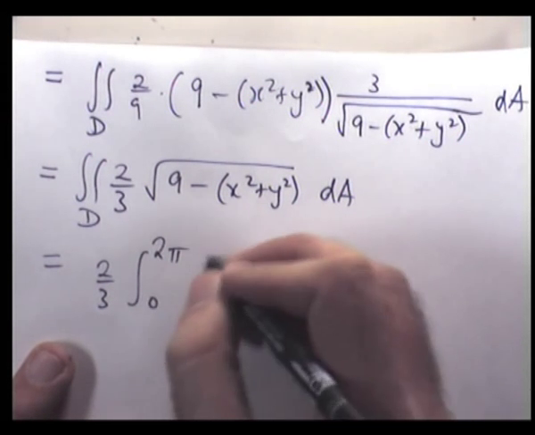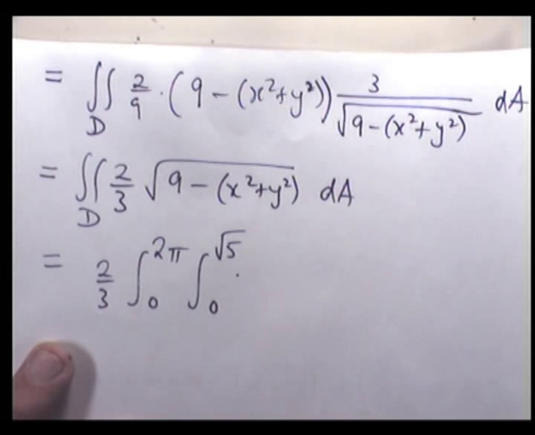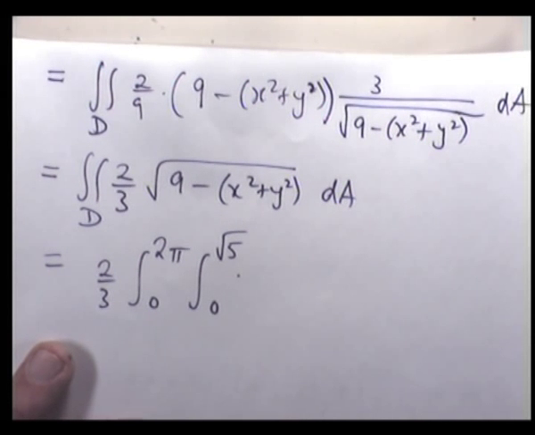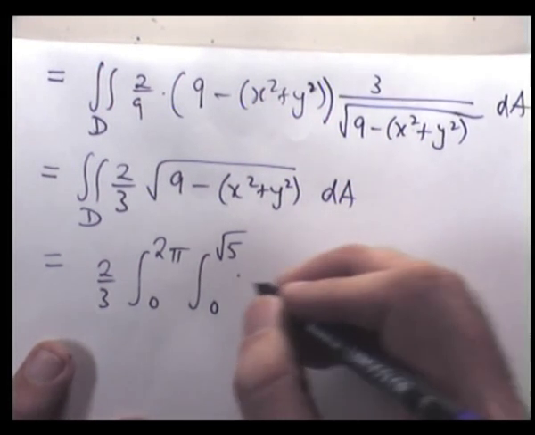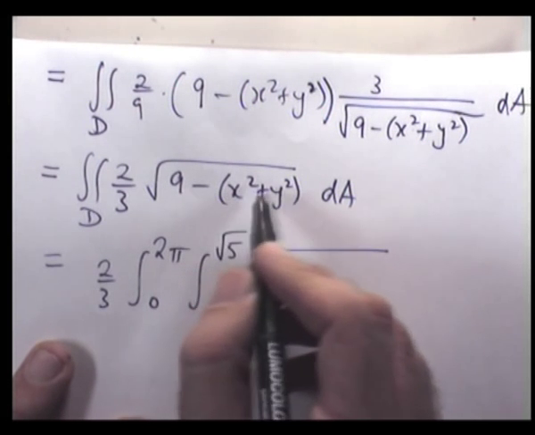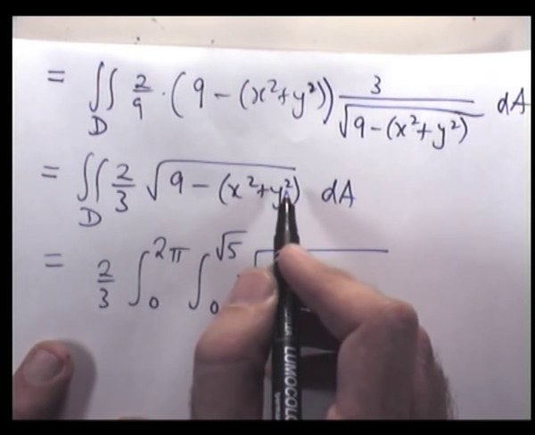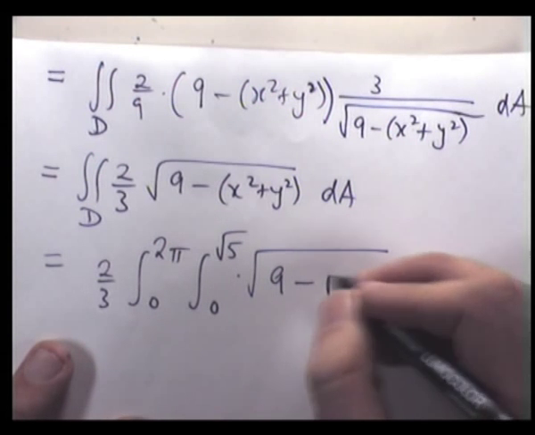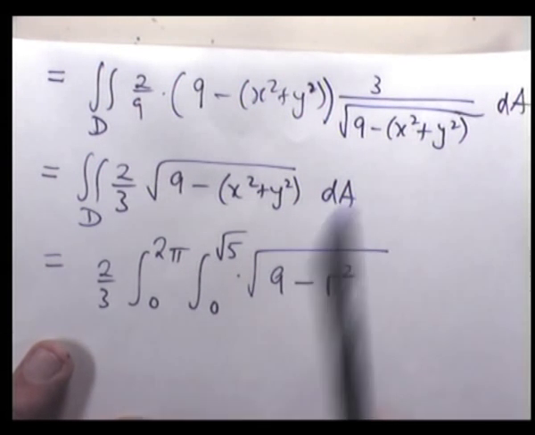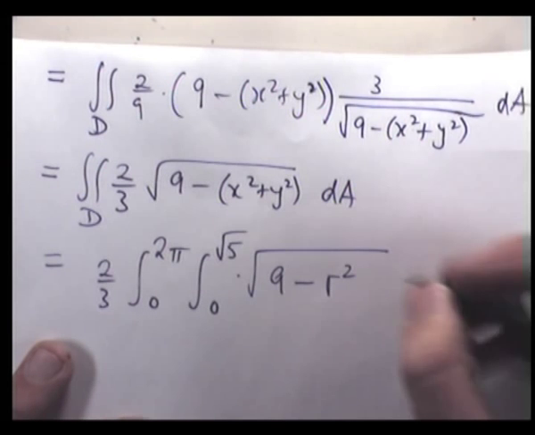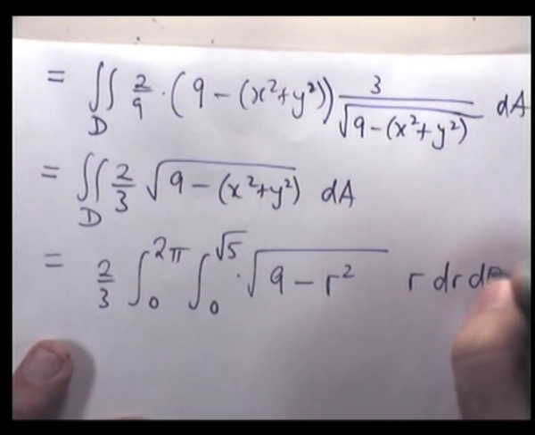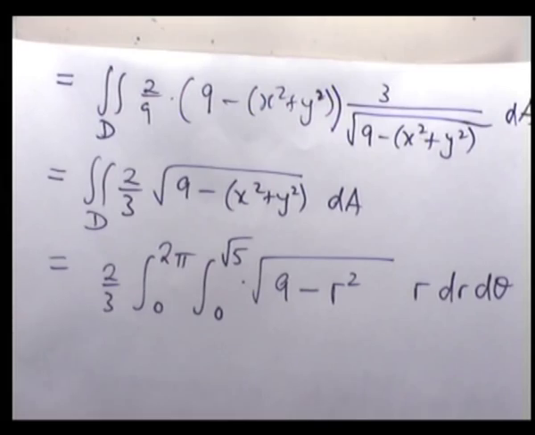Now, if I move to polars, I'll get something like this. And that 9 minus x squared plus y squared is going to become 9 minus r squared. And what's the dA going to become? R dr d theta. Okay? So now it's quite simple. We can probably do this in one step now. The integrand doesn't involve theta, so we can just put a 2 pi expression down.